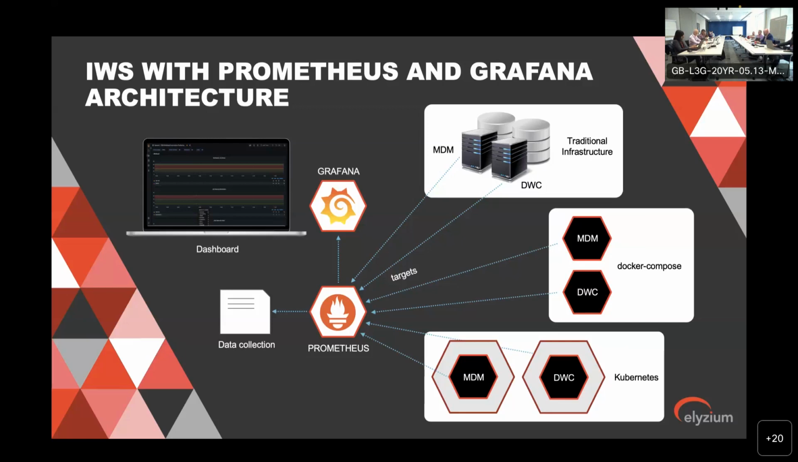There's a question, can you control the refresh rates coming out of MDM and DWC and collect a different rate against each? If you can, then it will be in the overrides, but I don't think you can by default. I haven't seen anywhere where you can set that refresh rate. Obviously, the collection rate you can vary from Prometheus, but it's gathering the same information from IWS. So I'll have to look into it, but I don't think you can.